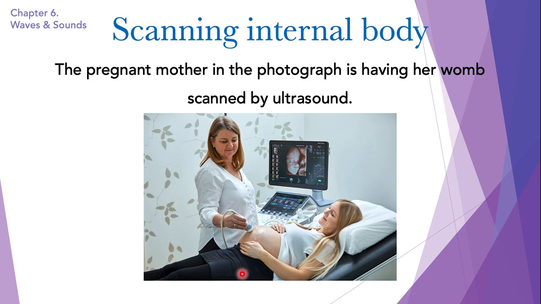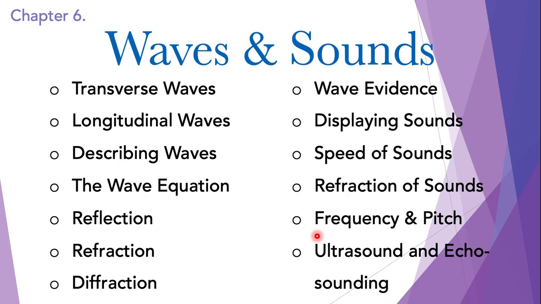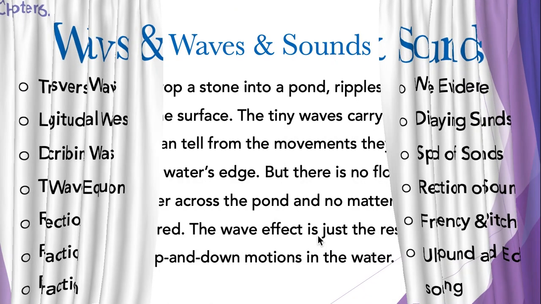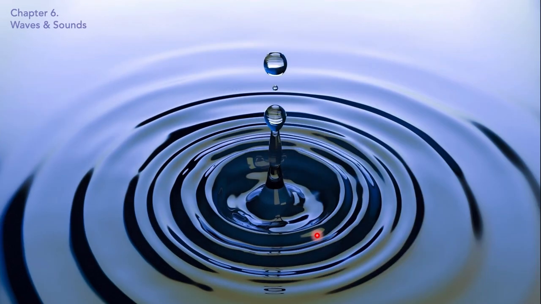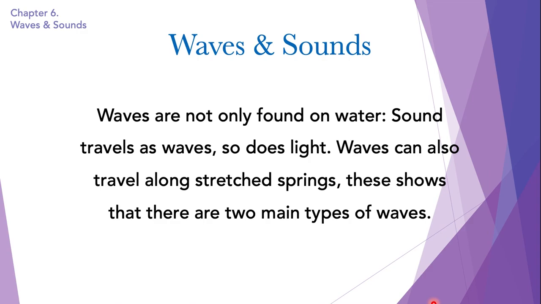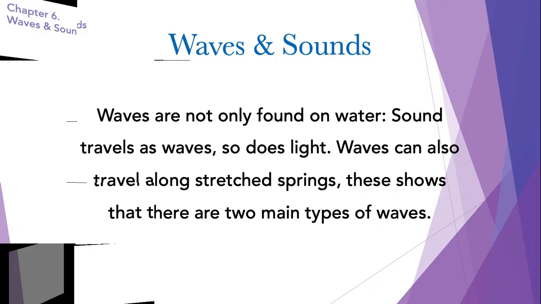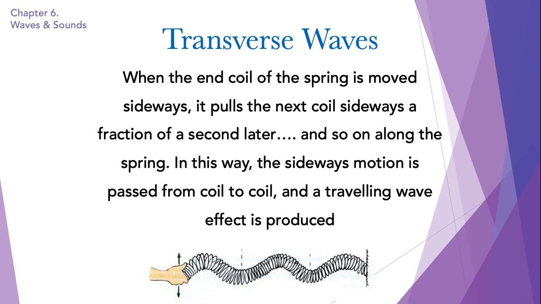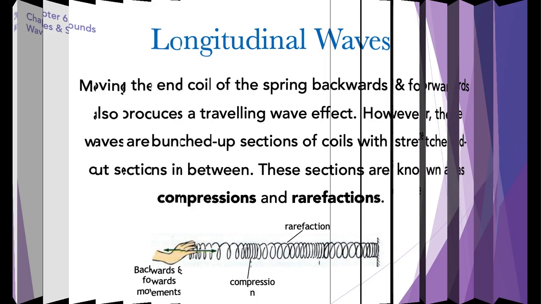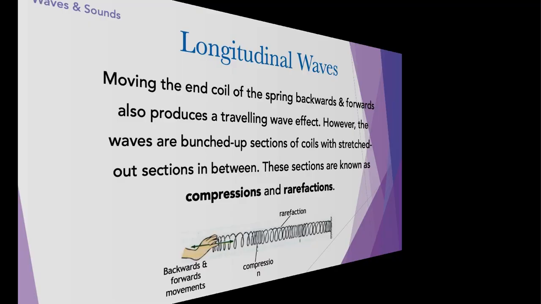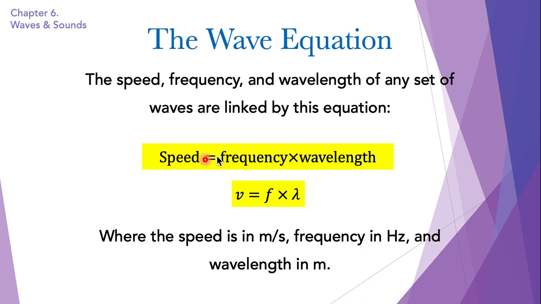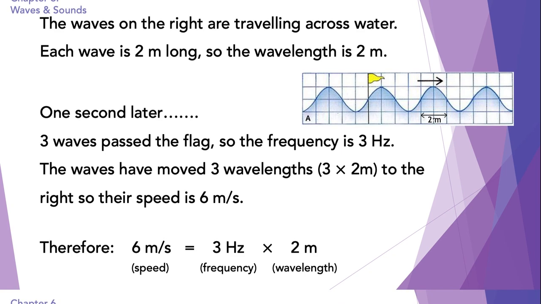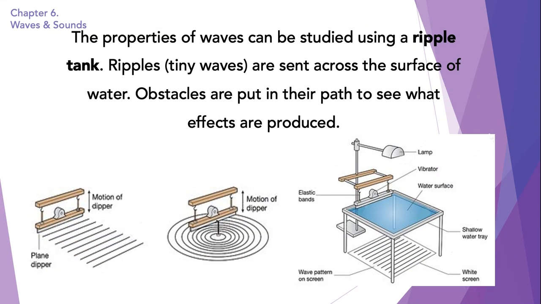So this was all for today's chapter. In this chapter, we understood waves and sounds. We understood transverse waves and longitudinal waves. We understood the properties of waves. Then we understood the wave equation, which is pretty simple. Speed is equal to frequency into wavelength. And then we understood the properties of waves, which can be studied using a ripple tank.